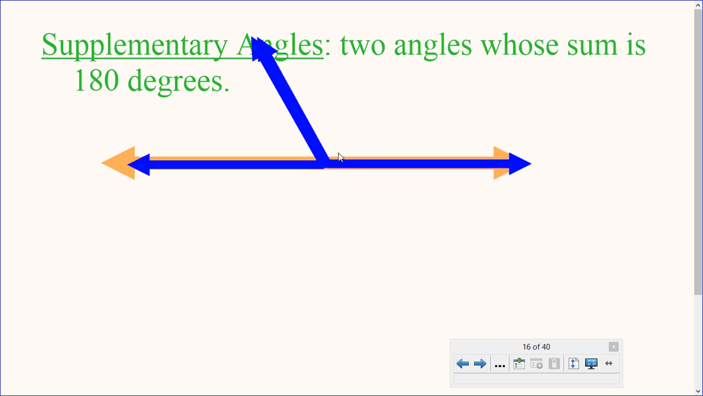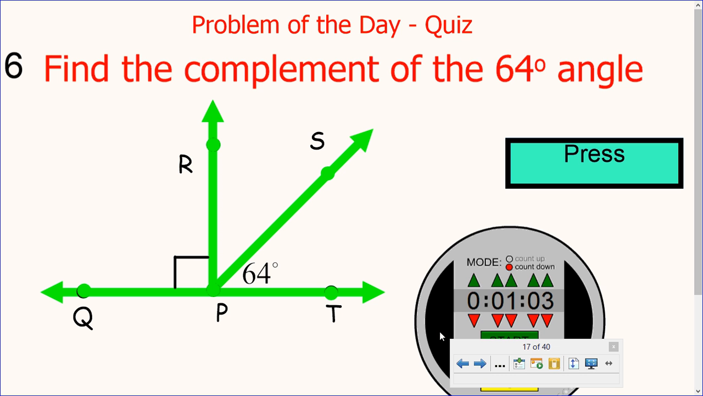So we have two angles. Basically, one is obtuse and one is acute. So that's usually the way it looks, but you never know, so be careful. So supplementary are two angles whose sum is 180 degrees. So here's a little test for yourself. Find the complement of 64-degree angle.